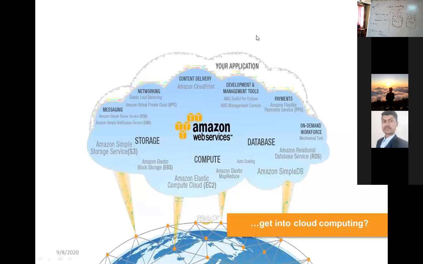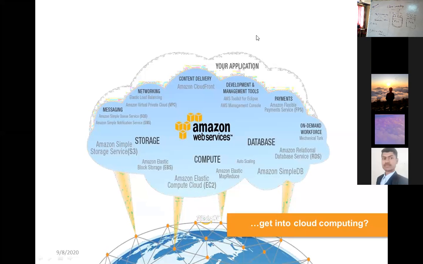So, with the passage of time, they used the infrastructure they had established for Amazon.com in Amazon Web Services. The various web services or applications available on Amazon are like content delivery, networking, messaging, storage, compute services, database services, and any kind of payment services or development and management tools. There are different applications available in Amazon.